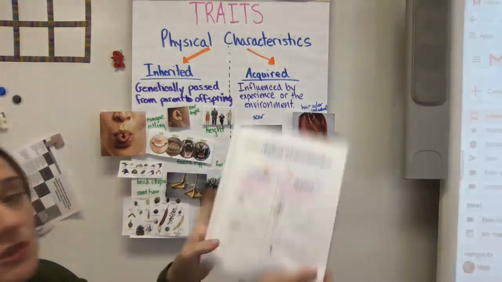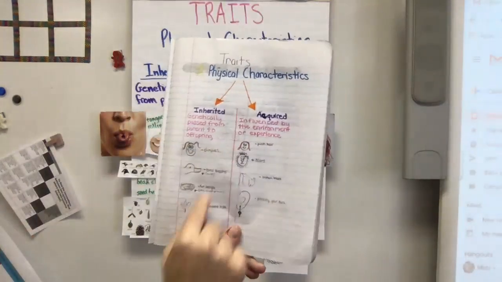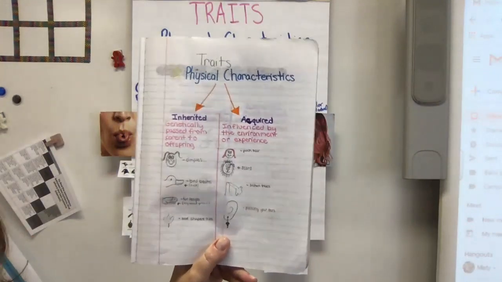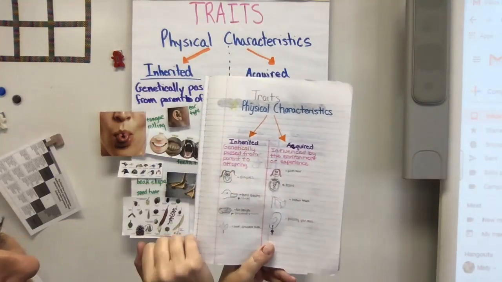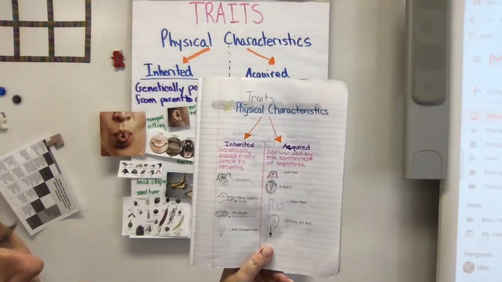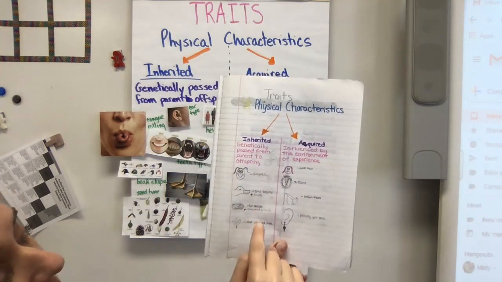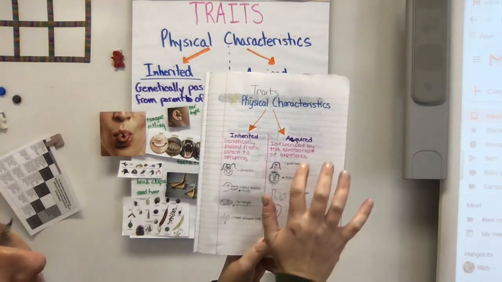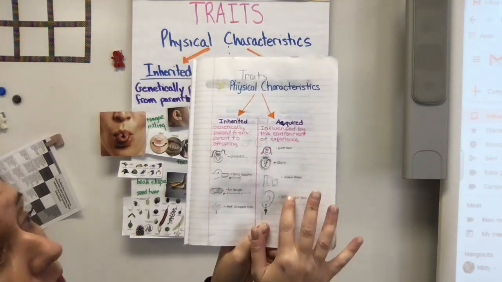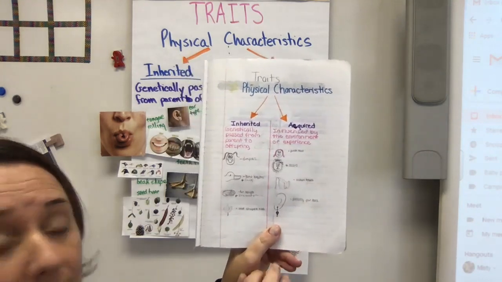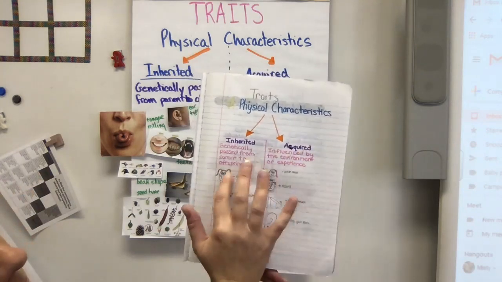She had her physical characteristics, and she drew a couple of examples. They don't have to be big elaborate pictures, but she has here that inherited is genetically passed and acquired is influenced by the experience of the environment. So she's got dimples, bird beak, fur length, leaf size and shape. Then she's got pink hair, scars, broken trees, or piercing your ears. Those are all acquired. And if you wanted to, you could add piercing ears to acquired and dimples to inherited.